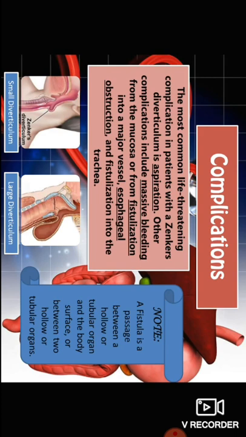So I put a note on the side, and if you don't know what a fistula is, it's basically a passage between a hollow tubular organ and the body surface, or between two hollow or tubular organs. So you can imagine a passage here. This is actually the trachea, and the esophagus is very, very narrow here.